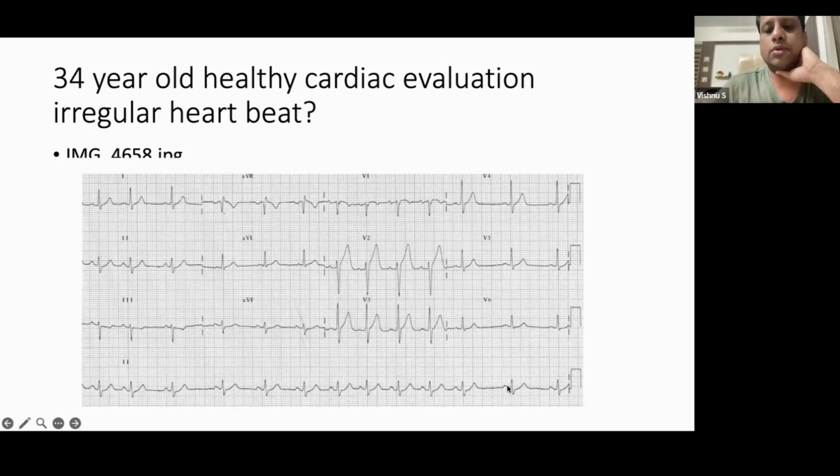So this is around 1000, this is more than 1200, and this is 1100 milliseconds, the largest RR interval. So the smallest to the largest RR interval differs by more than 400 milliseconds. Usually, a constant PR interval with 1-to-1 AV conduction is suggestive of sinus arrhythmia, almost always.